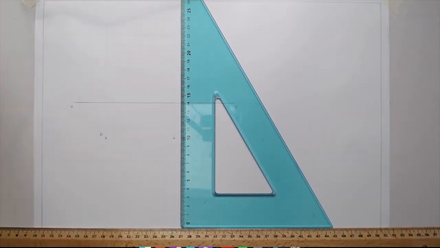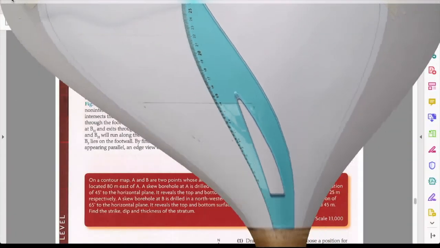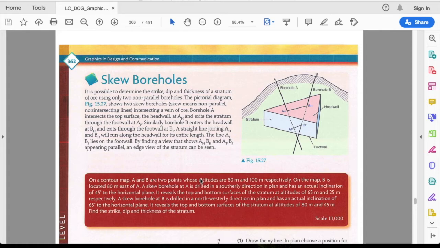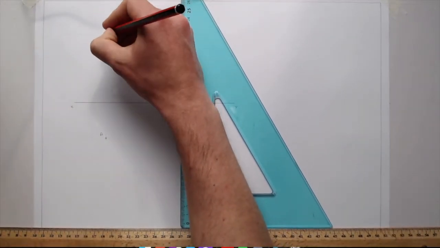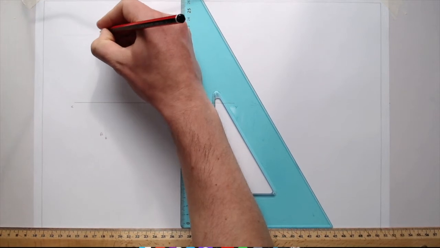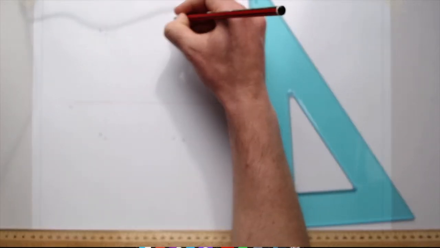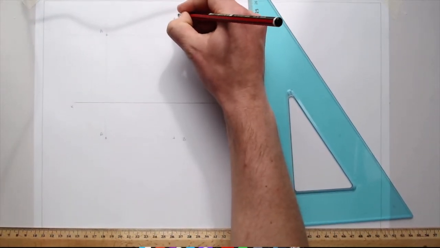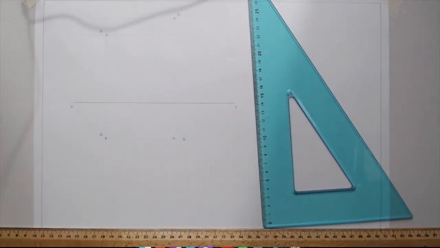And we were told that A is at 80 and B is at 100. So I have A and B. Okay, so that's our start.